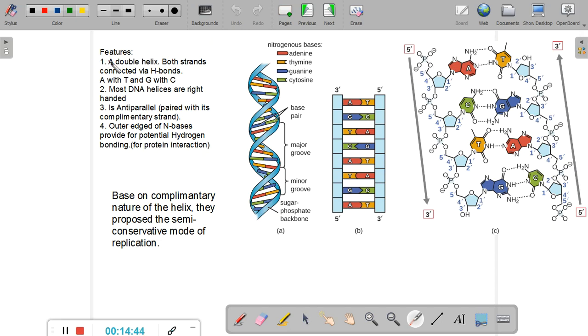Now, the first point was that DNA, this particular molecule, is a double helix. Now, here is a double helix. Let us try to understand what a helix is.